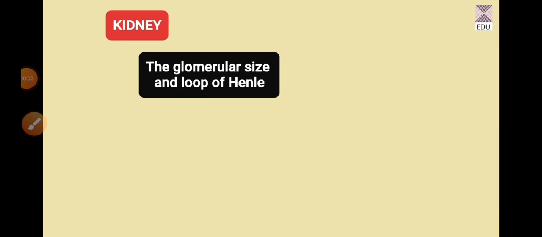In this part of the lecture, we will be discussing the glomerular size and the formation of the loop of Henle. This is a very important part of the topic as we are discussing the evolution of the kidney in the vertebrates. Here, first of all, I would like to give you some concepts on why there is a change in the glomerular size of the animals.